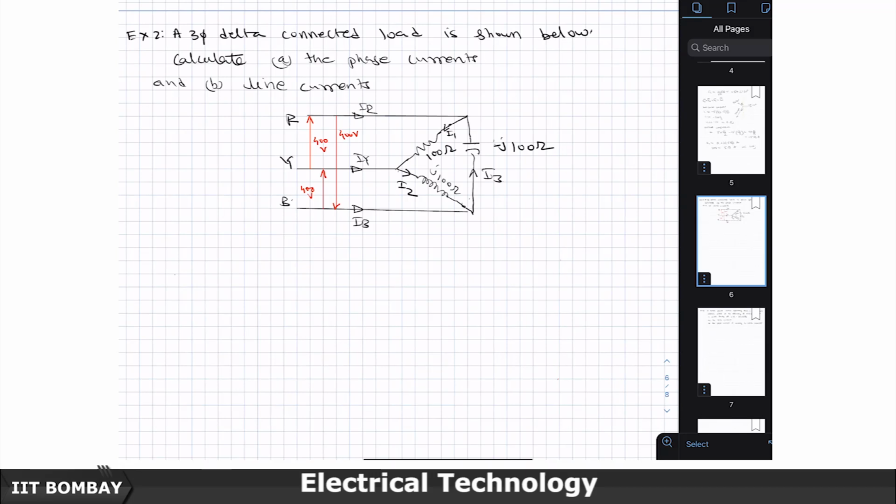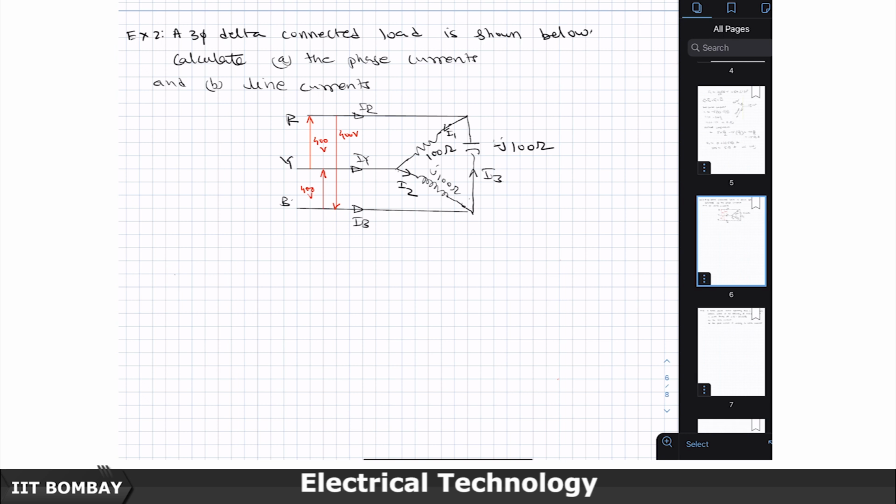the next problem. A 3-phase delta connected load is shown below. Okay, this is the delta connected load which is shown below. Calculate the phase currents and the line currents. So, I have got a 3-phase delta connected load shown below.